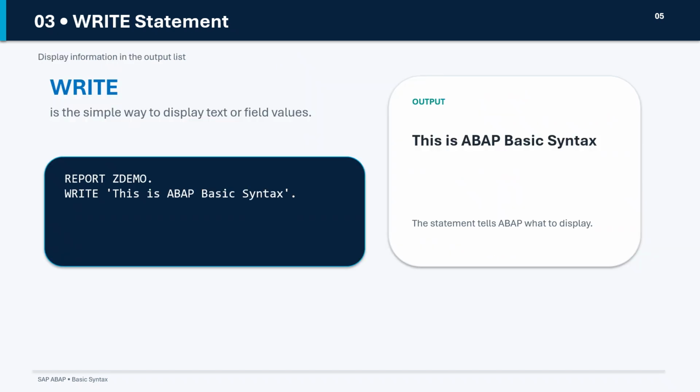Next slide please. Yes, in this slide we'll discuss the write statement. The write statement is mainly used to display information in the ABAP output. For example, we use write followed by the text string, which we mention in single quotes: this is the ABAP basic syntax. After executing with F8, it will appear on the output screen. This is the main use, and every beginner commonly uses this statement.